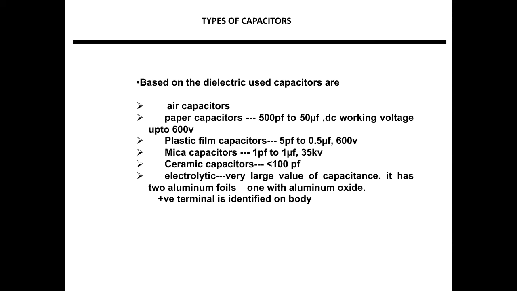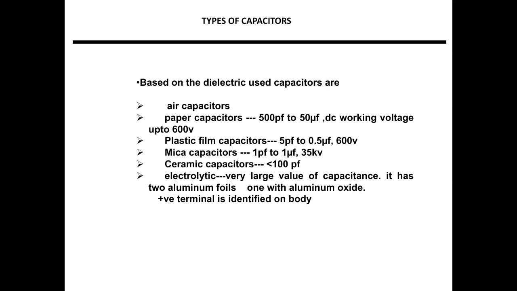Mica capacitor: mica is placed between two charged plates. That is a mica capacitor. Its manufactured capacitance range is 1 picofarad to 1 microfarad, and its working voltage is around 35 kV. And ceramic capacitors are manufactured for less than 100 picofarads of capacitance.